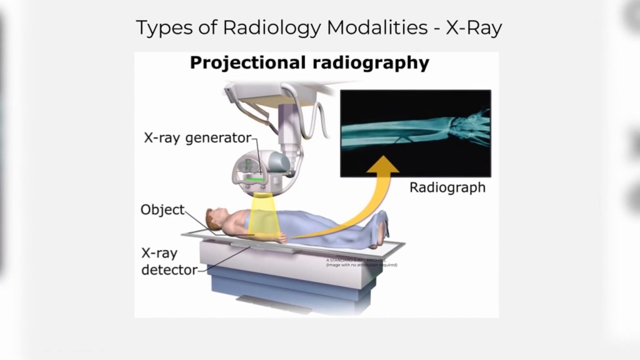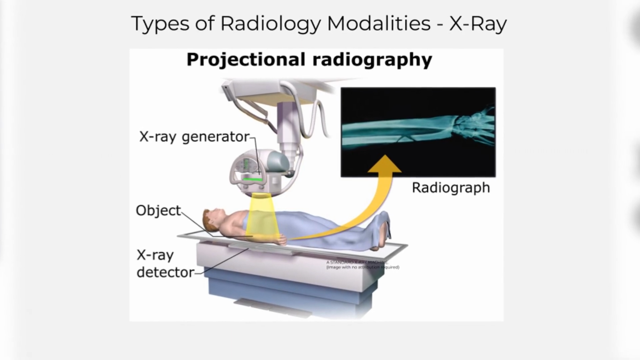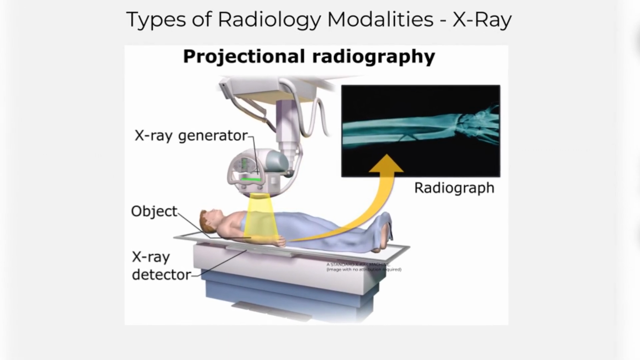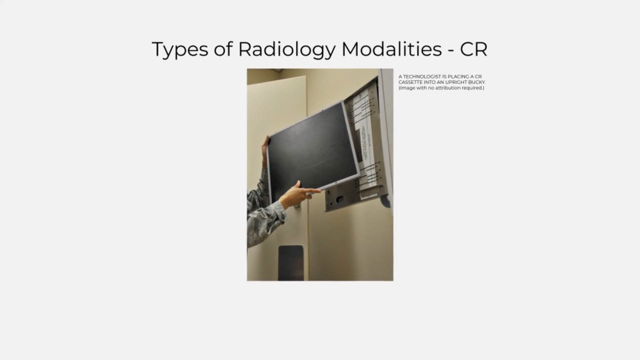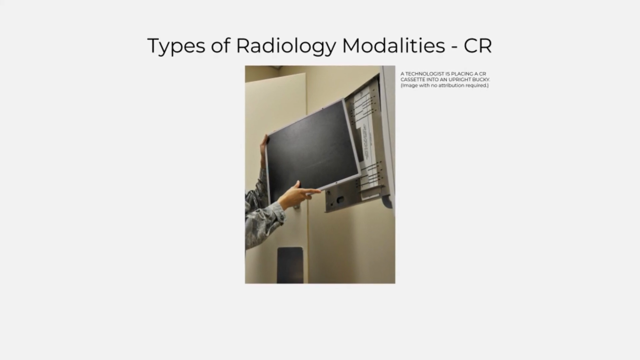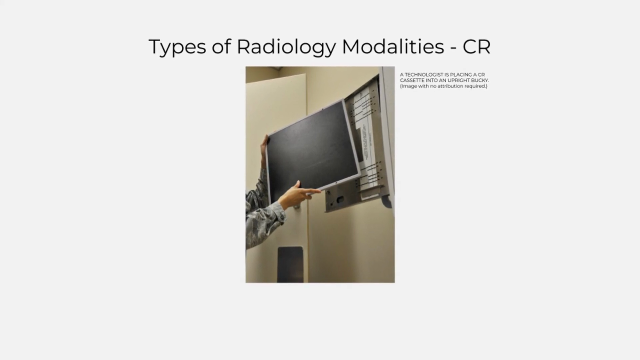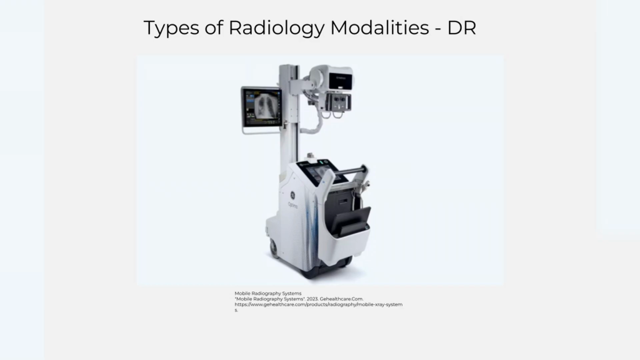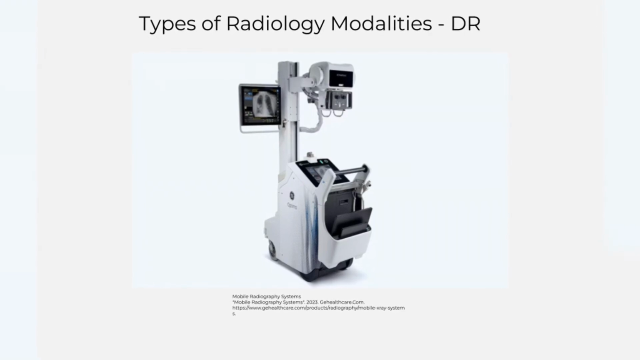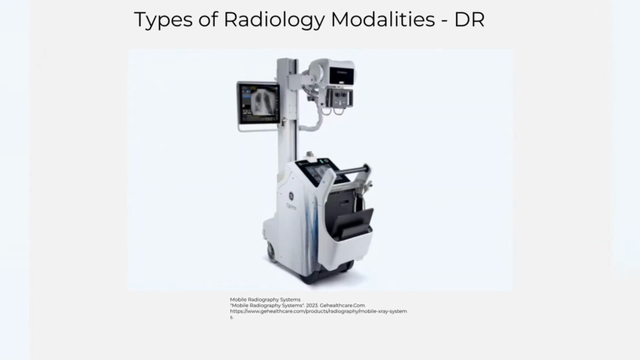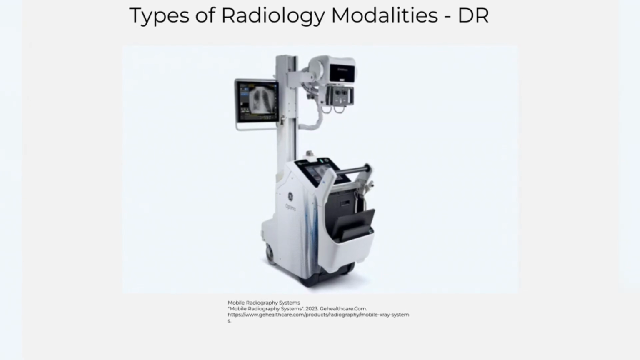General radiography, also called plain film or X-ray, captures still images of bones and internal organs. Computed radiography uses a special image plate that must be processed digitally. It was the first step in moving away from film. Digital radiography is a more advanced system where images appear almost instantly on a screen, with no need for processing or film.